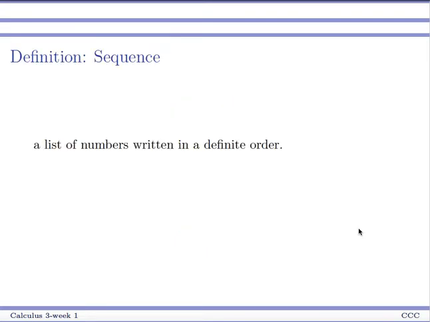So we're going to start off with the definition of a sequence. The definition of a sequence is just a list of numbers written in a definite order. That easy.